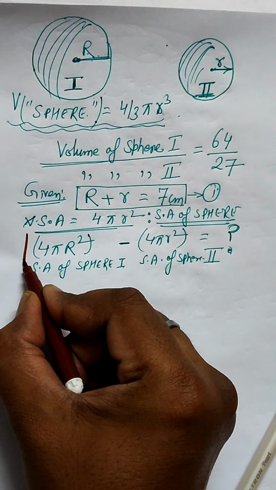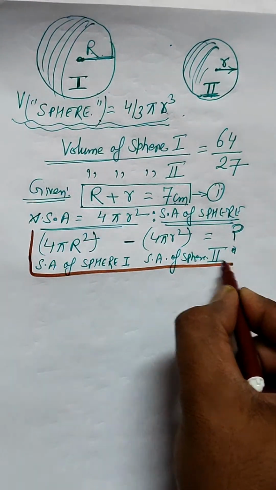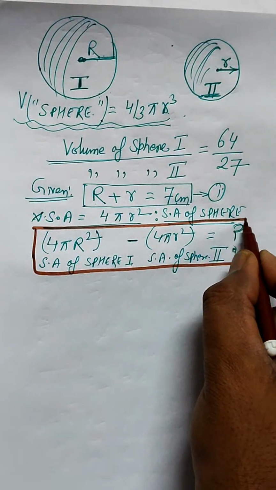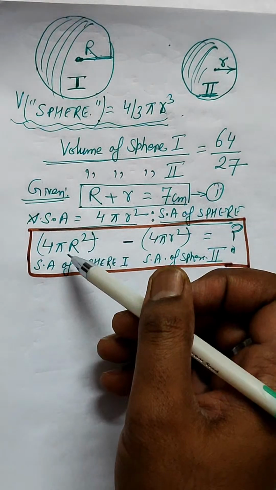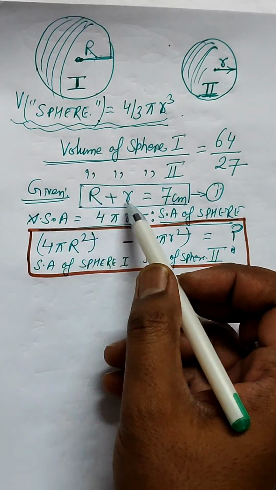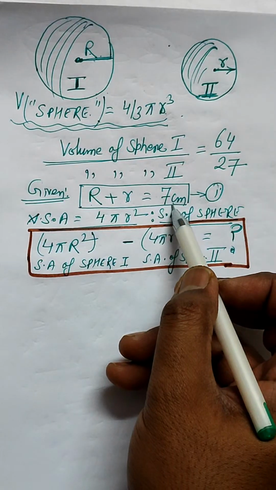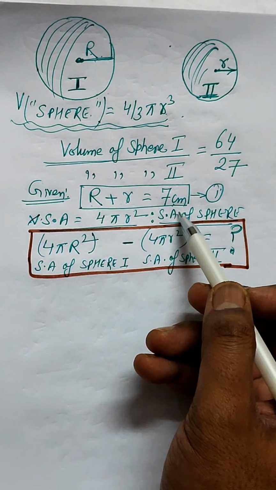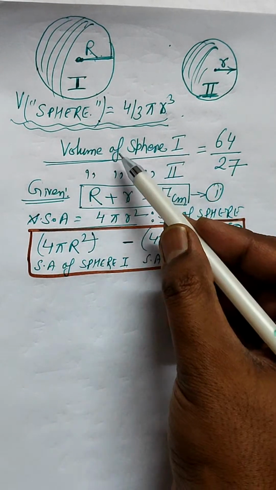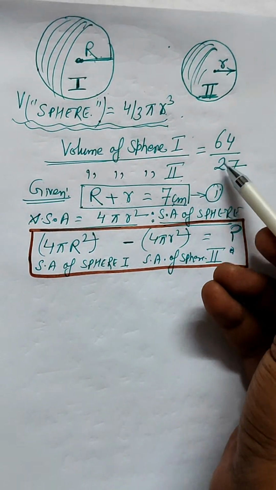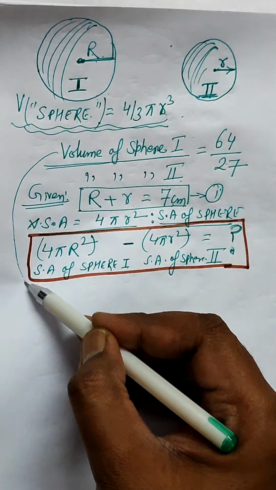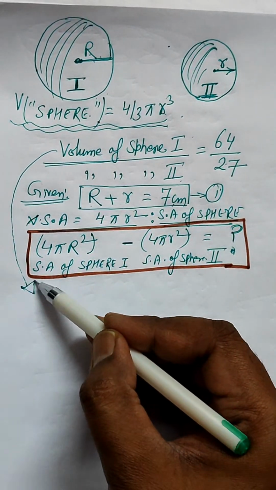So this we need to calculate. I am just marking it with a separate color so that you will be able to understand, right? Now first of all, R plus r is given to you as 7 centimeter. Now you can see the ratio of the volume of sphere 1 by volume of sphere 2 is also given to you. So just use this given data.